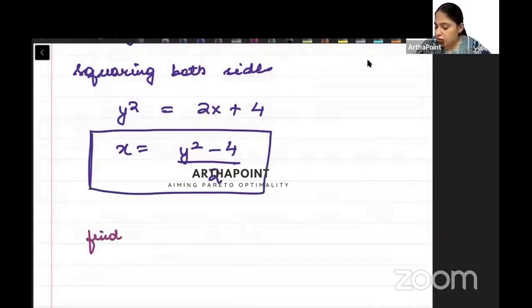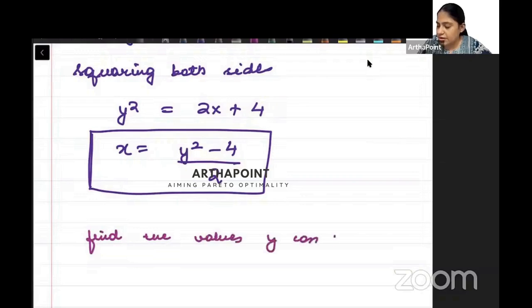Now in this function, find the values y can take. Now see which values y can take here. y is coming in the numerator, y has a square, so it can take negative, positive, or zero values, isn't it? y can take any value. This is what you will think. But try to understand that whatever value y will take, y can take anything.